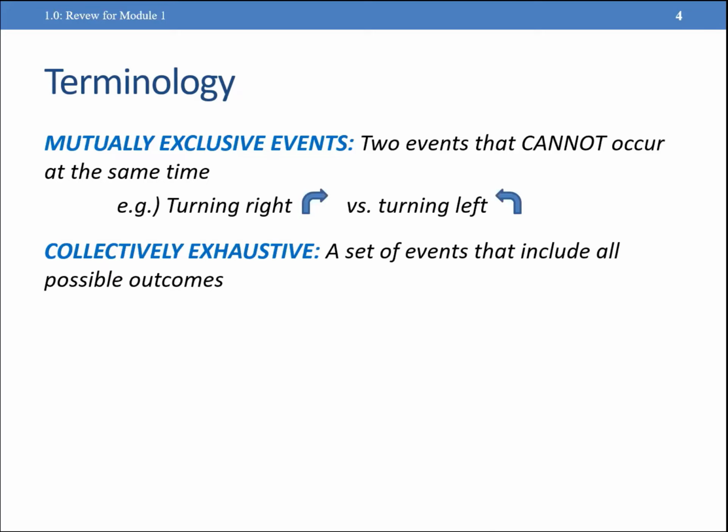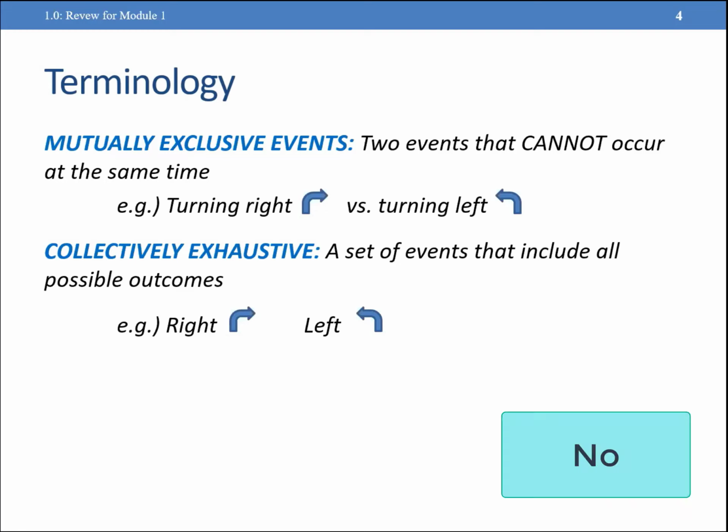Collectively exhaustive is a set of events that include all possible outcomes. So continuing from turning right and turning left, is this collectively exhaustive? Does this cover every single possibility? No, it isn't. What am I missing here? Straight, that's right. So you can go left, right, or straight. Those are the directions that one can go in. Now we're collectively exhaustive because we've covered all the possibilities for movement.